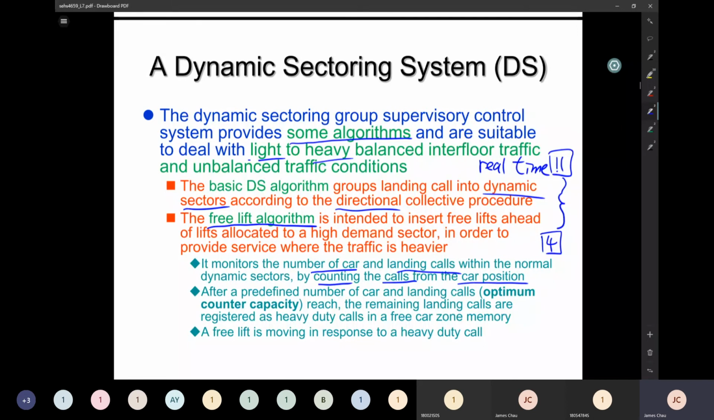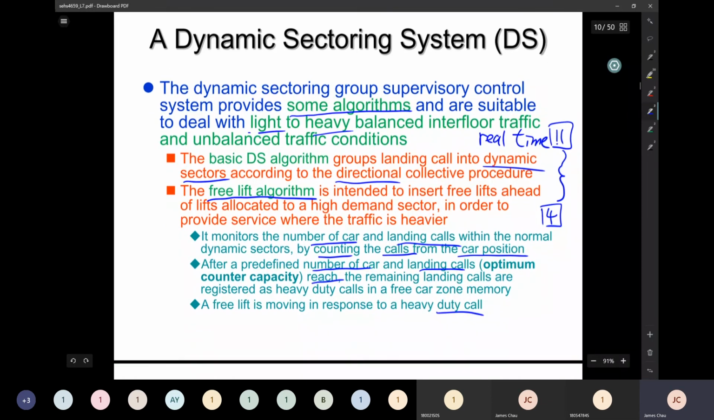Okay. Now in the algorithm, we have a predefined number of cars and landing calls. It is the so-called optimal counter capacity. When this number is reached, the remaining landing calls are considered heavy-duty calls, so that the fee lift will be assigned to serve the heavy-duty calls. Okay.